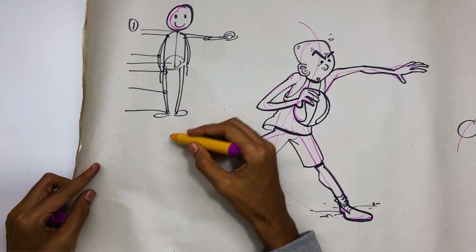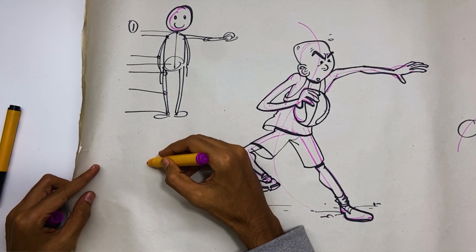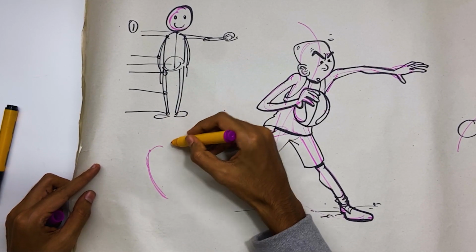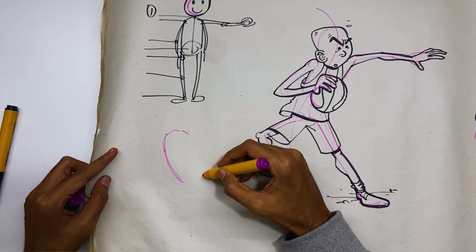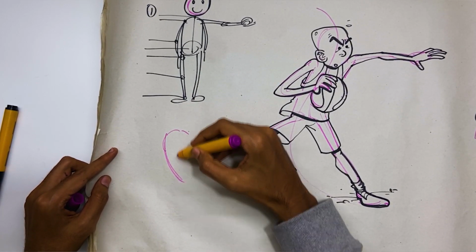So let's make a person kicking a football. So see this. I'm using this pink color marker.